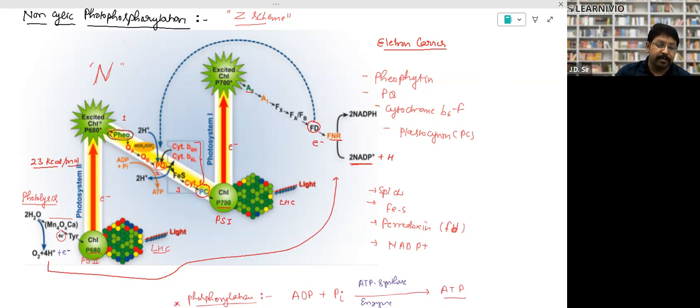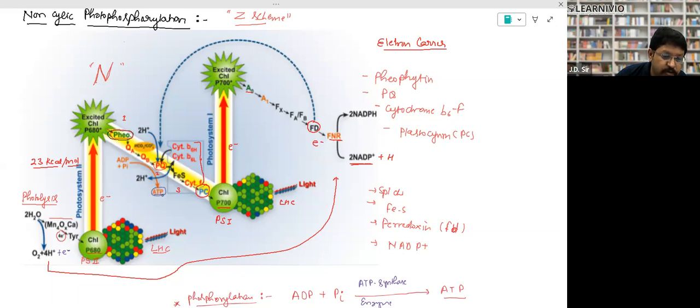This primary electron acceptor will receive the electron, and the electron will reach the pheophytin. You have to remember only those names which I have encircled. Pheophytin. From pheophytin, this electron will reach the plastoquinone, right? From plastoquinone, this electron will reach the cytochrome b6f, right? Cytochrome b6f, this one. When the electron reaches the cytochrome b6f, formation of ATP will take place from ADP.